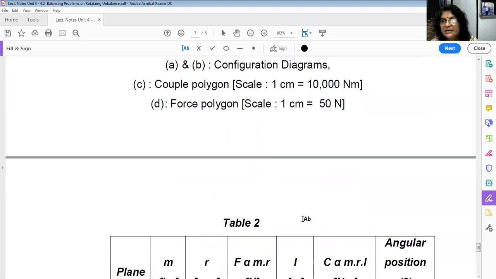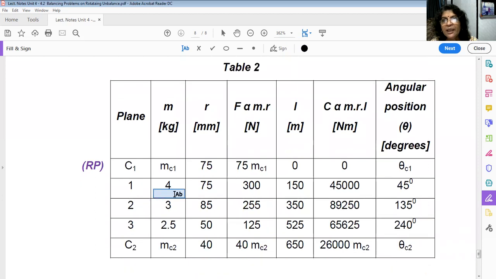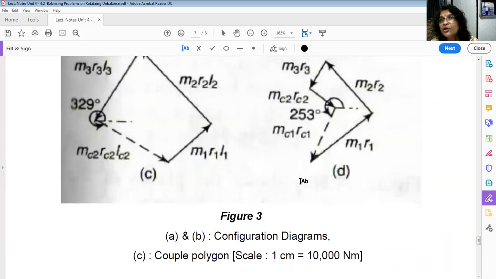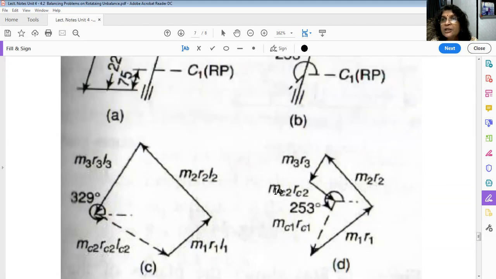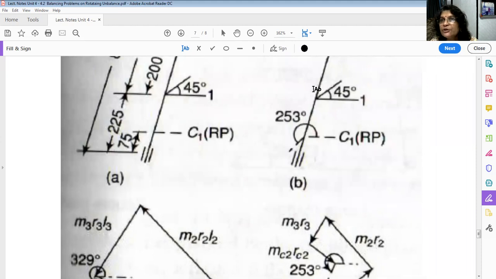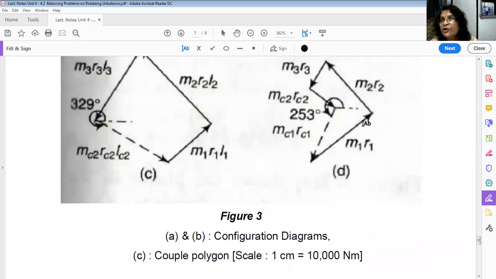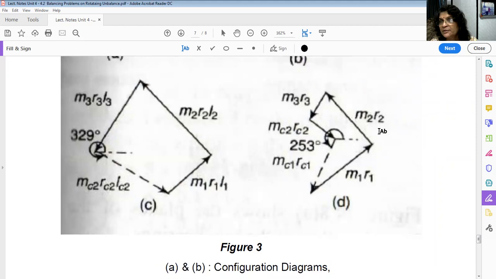Already it is given. See here. What is the value of M1 R1? 300 Newton. 300 divided by 50, that is 6 centimeter. The length of your vector is 6 centimeter. What's the angle? 45 degrees. So draw this vector at 45 degrees from the positive x-axis, taking length 6 centimeter, or you can draw a parallel line to this line using roller and draw this vector. So 0 to 1. Understood?